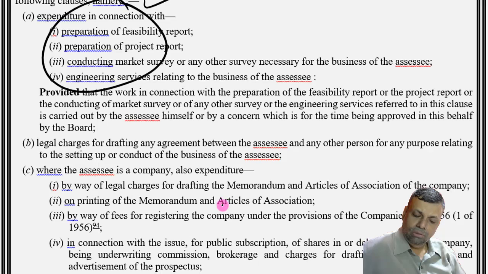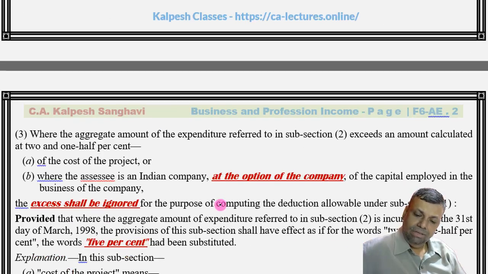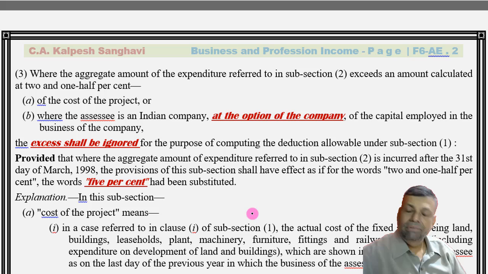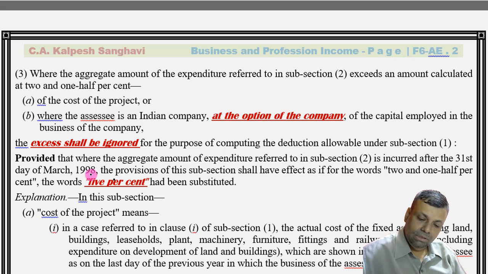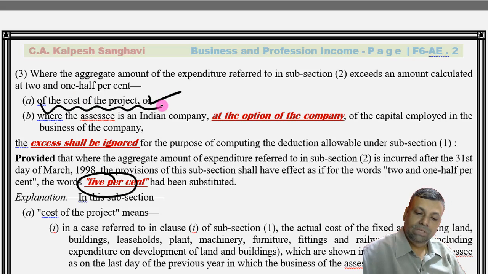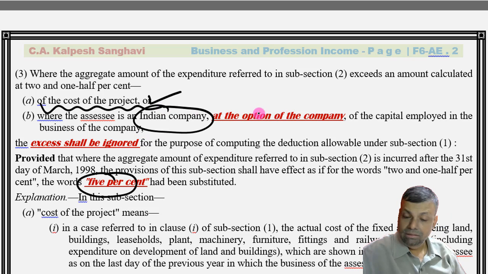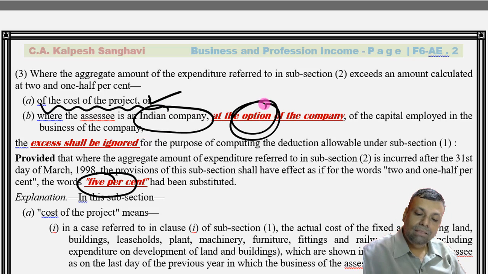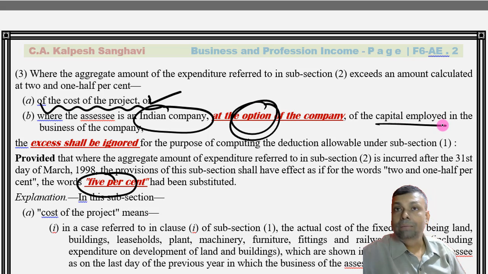However, friends, under this particular provision, there is a small limit. That means there is an aggregate cap, that is, the maximum qualifying amount. For that, a little bit of technical things are there under section 35D, and the aggregate amount which is maximum permissible under this clause is 5% of the cost of the project, where the assessee is an Indian company. This is one of the little bit technical things. At the option of the company, it will be 5% of the capital employed, but this is at the option.